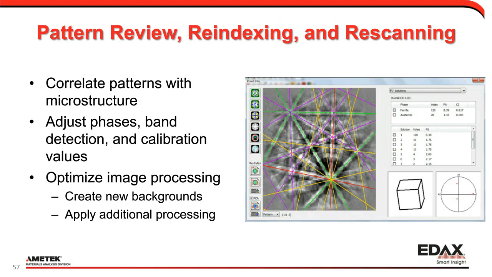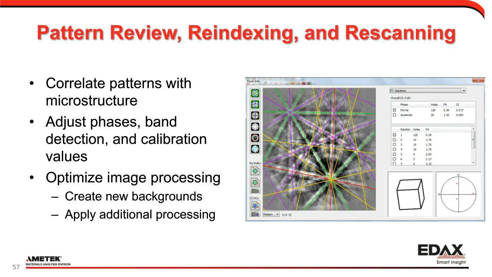So this is just a little example here. We've clicked on a point. It brings up the pattern. We can index it. It's the same triplet indexing engine that we've used for the initial data collection. But with this, we can come in and adjust the phases we're using, the band detection parameters, the calibration values if necessary. We can also optimize image processing.